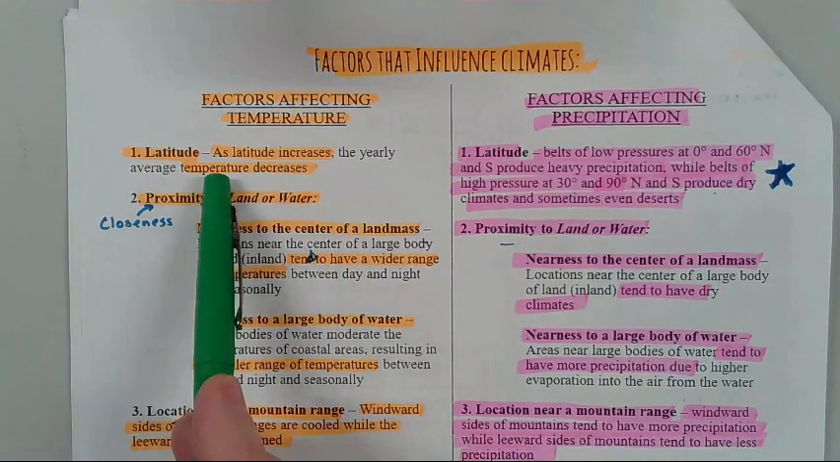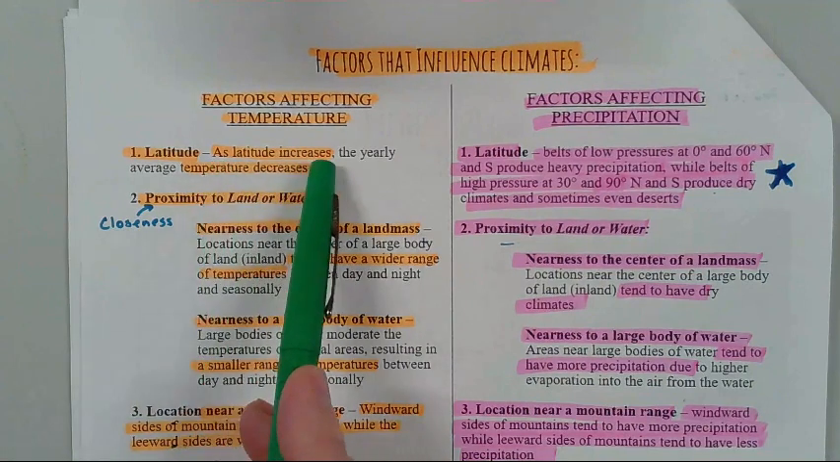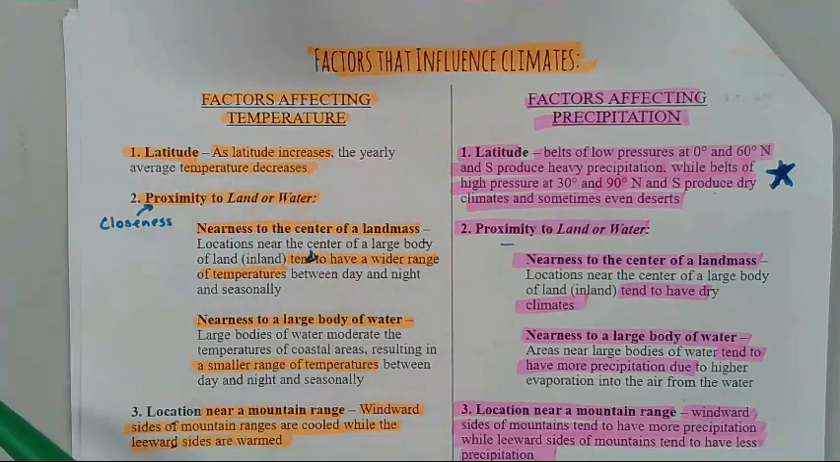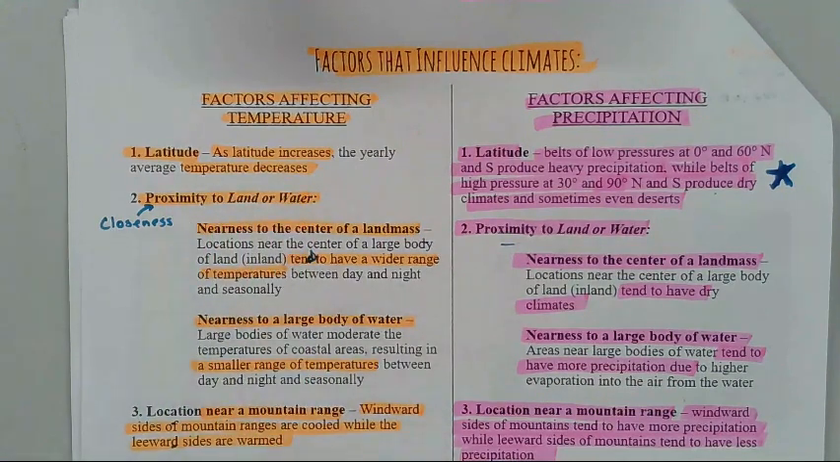So let's talk about latitude. Latitude, this is how far north or south of the equator you are. As latitude increases, so as you move from the equator, either north or south, your average temperature would decrease.